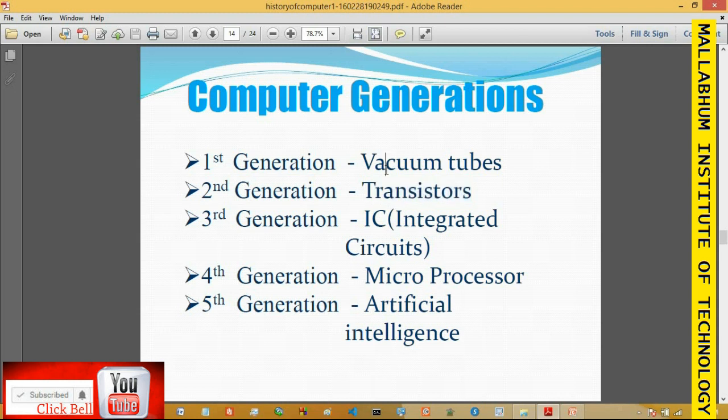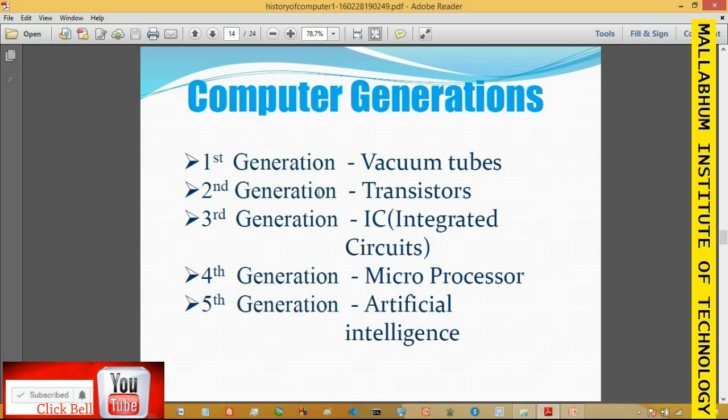The size of the computer obviously must be higher, because the size of the vacuum tube is higher, and also the computational speed is slower. And one of the major disadvantages of vacuum tubes is heat dissipation. That means vacuum tubes often fail. The heat dissipation capacity of the vacuum tube is not very good, so the system fails every time.